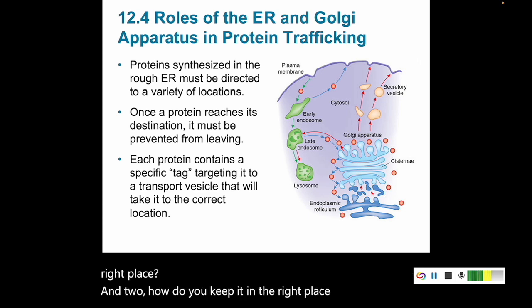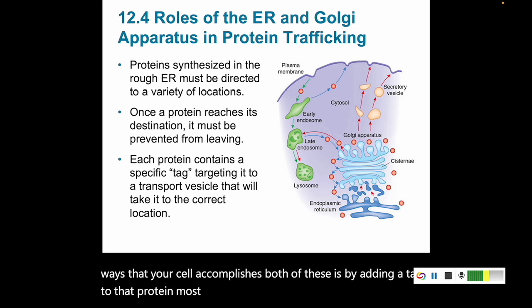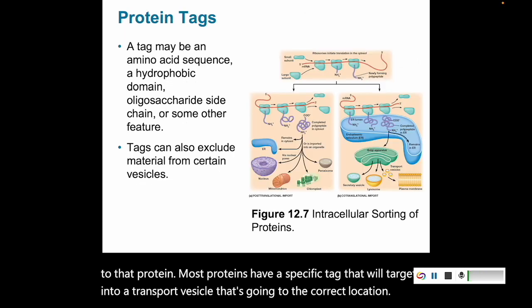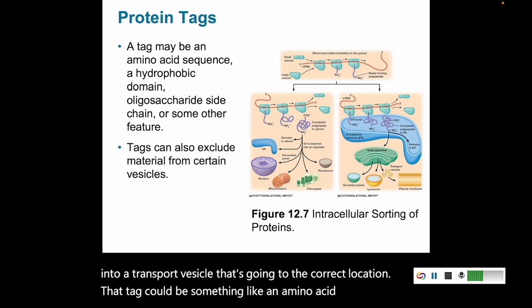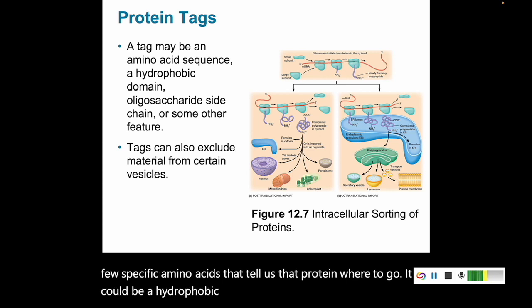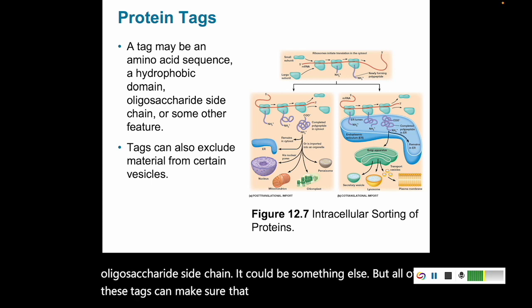One of the ways that your cell accomplishes both of these is by adding a tag to that protein. Most proteins have a specific tag that will target it into a transport vesicle that's going to the correct location. That tag could be something like an amino acid sequence, just a few specific amino acids that tell that protein where to go. It could be a hydrophobic domain. It could be a sugar, like an oligosaccharide side chain. It could be something else.